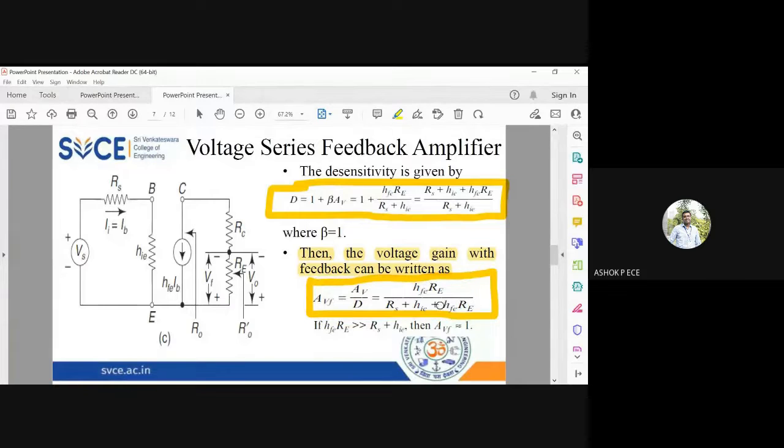And definitely you see the denominator. HFE is a very big term. RE is a very big resistance. So HFE RE will be very, very large when compared to RS plus HIE. So RS will be 1K, HIE is 1K, but HFE into RE will be close to 100K. So HFE into RE is very, very large when compared to RS plus HIE. So RS plus HIE can be neglected. So the AVF will be HFE RE by HFE RE. AVF is approximately equal to 1.